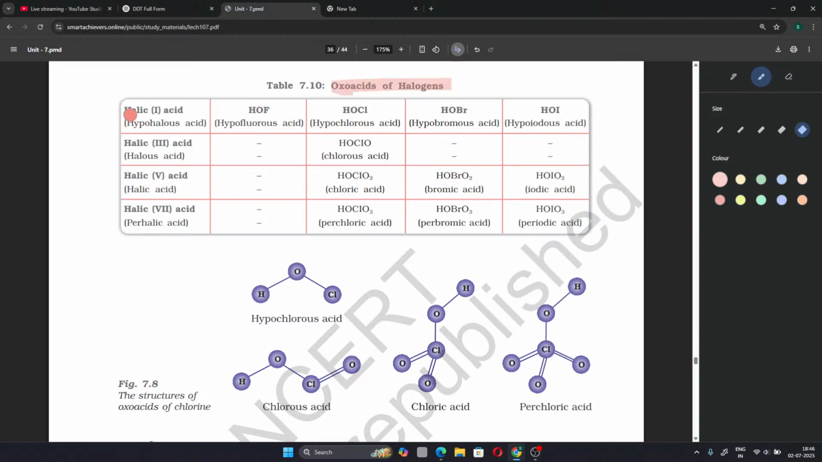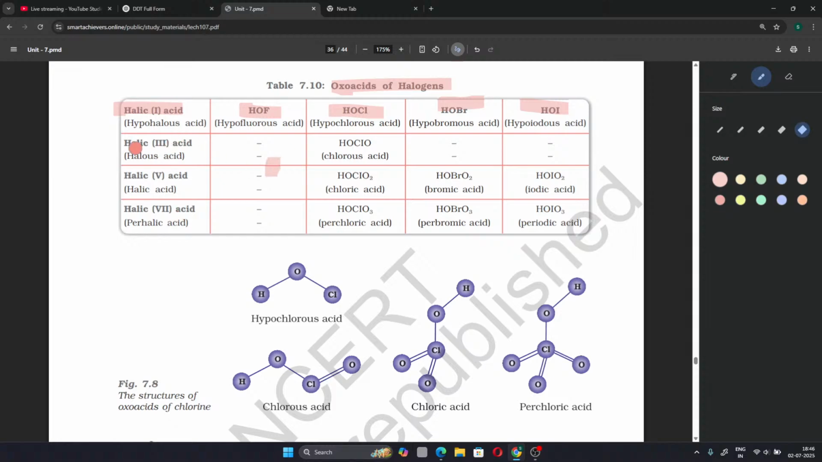Oxoacids of halogens. Halic(I) acid: this is the only oxoacid of fluorine, and this is hypochlorous acid or chloric acid, hypobromous acid or bromic acid, hypoiodous acid or iodic acid. These are basically the oxoacids of halogens.